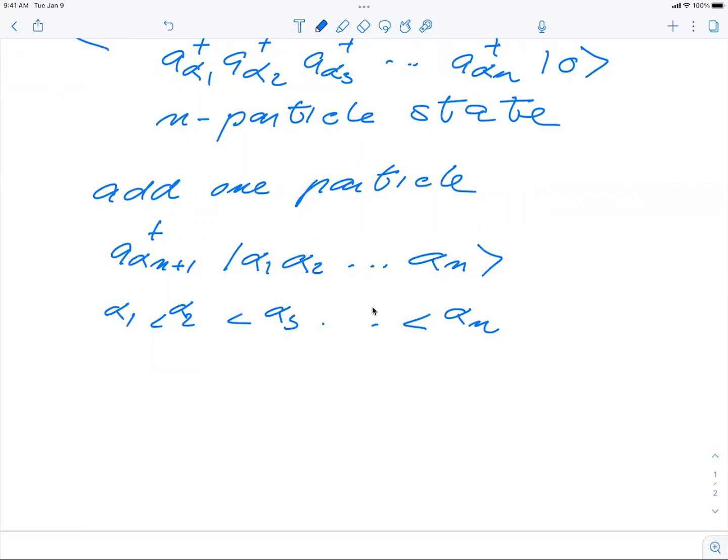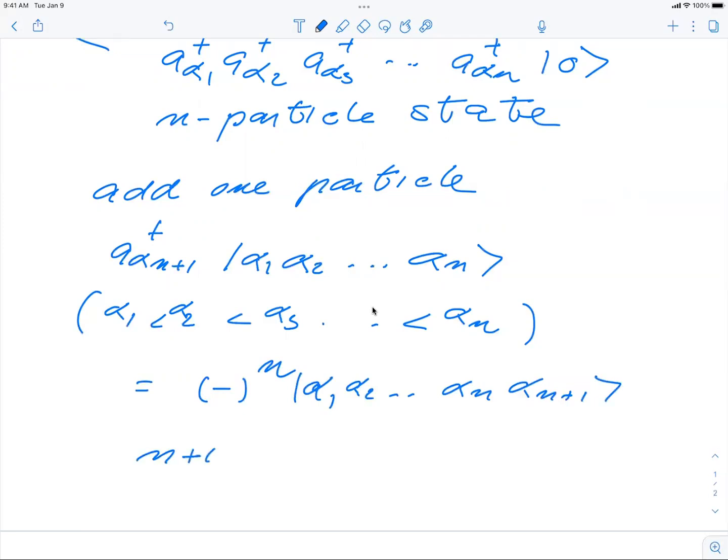operators. So that means that this state here is now given by some minus, and then we have the sign here. This is the number of permutations which we have to make. And then we will have an A alpha 1, alpha 2, alpha n, and alpha n plus 1. This is now an n plus 1 wave function or state.